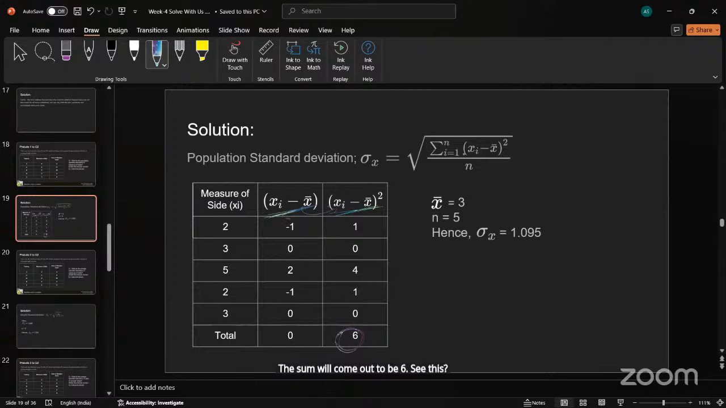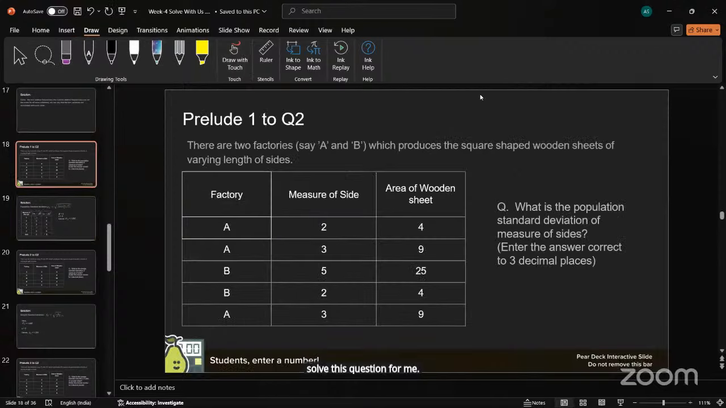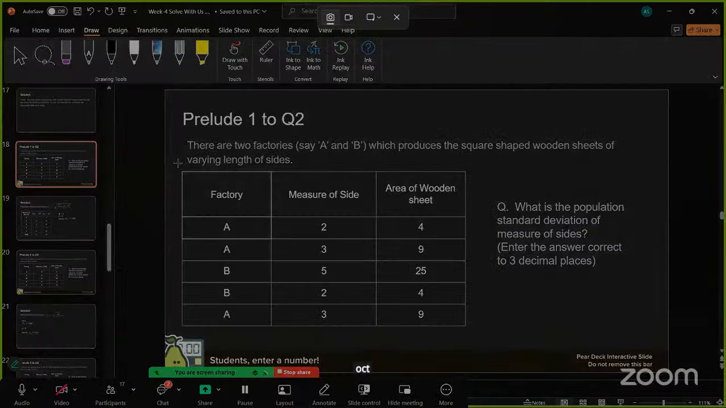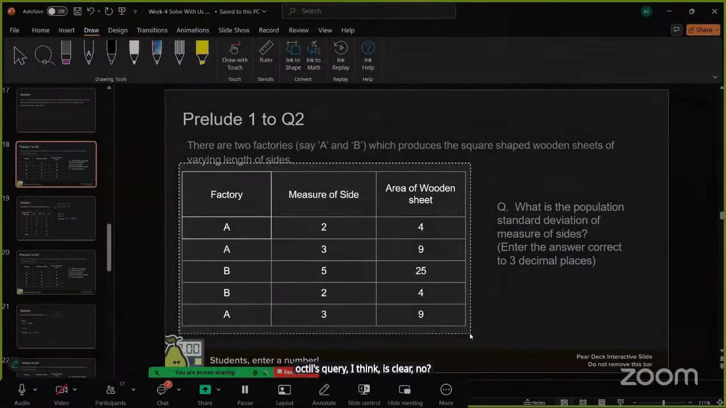See this. You got xi minus x bar, right? Xi minus x bar. This. Sir, can you solve this question? Solve this question. Till square, I think it is clear, right? So everybody, I think. Yeah.